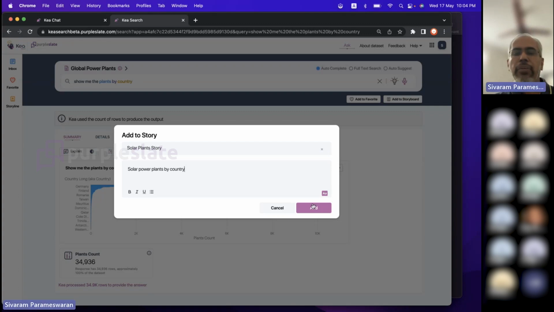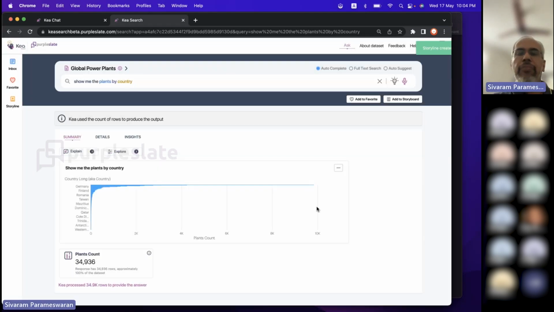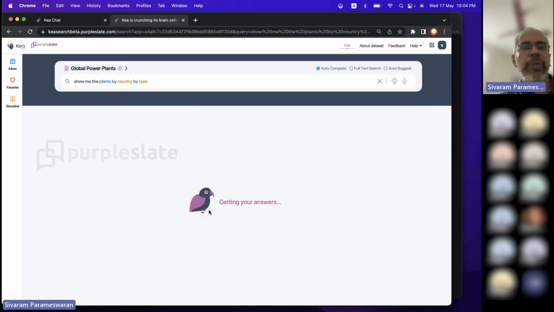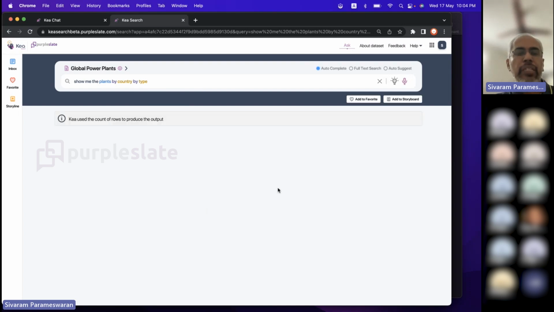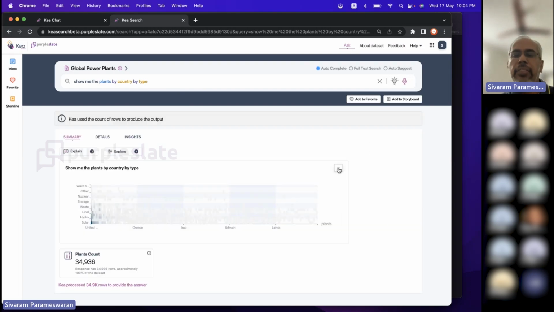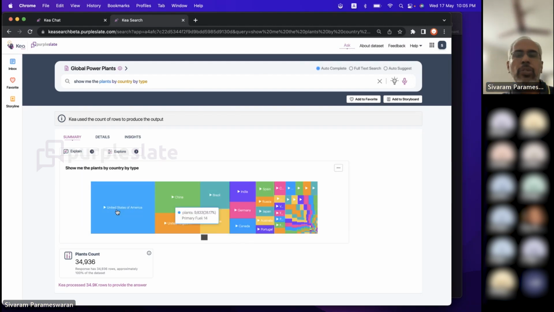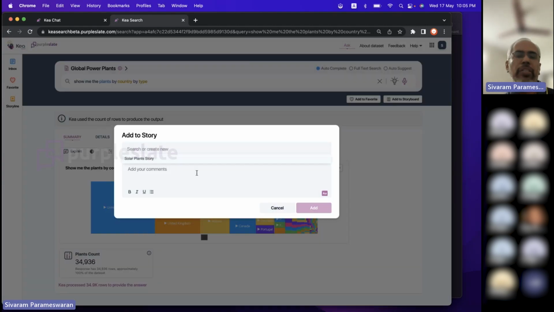Just as an example, I'm starting with something like this, and then by type, this is another metric. This also looks very interesting. I like this tree map, so I would like to add this to my storyboard. I can add it here. I can keep adding questions like this.